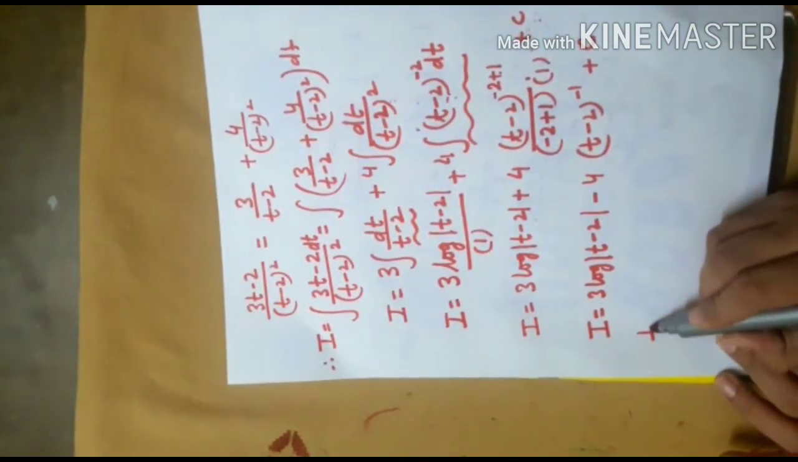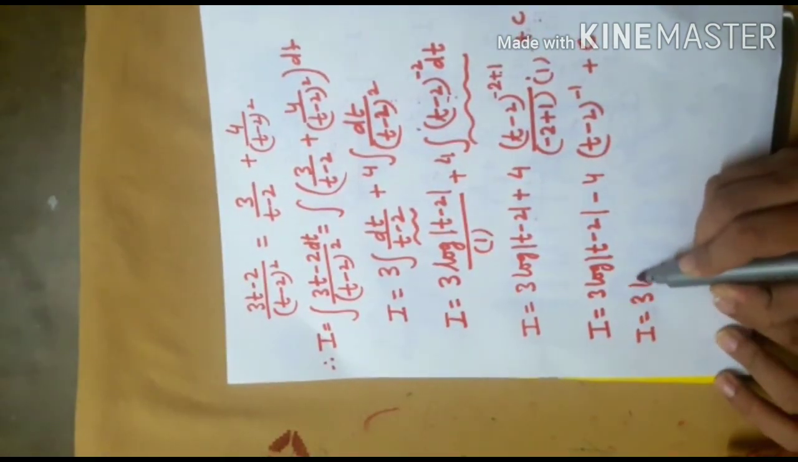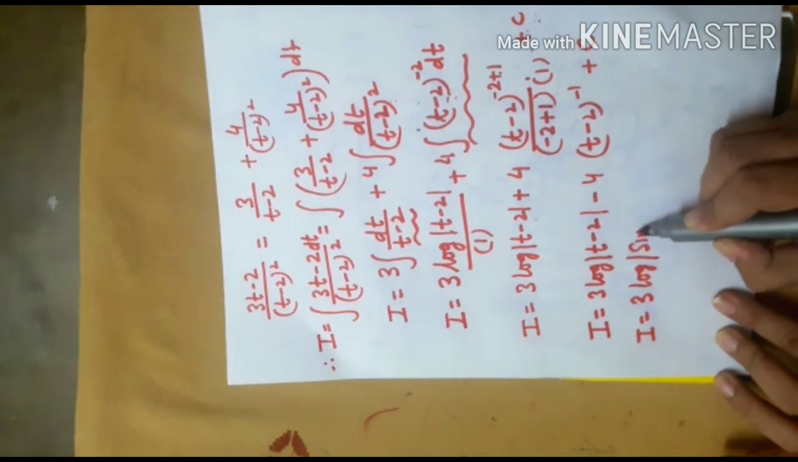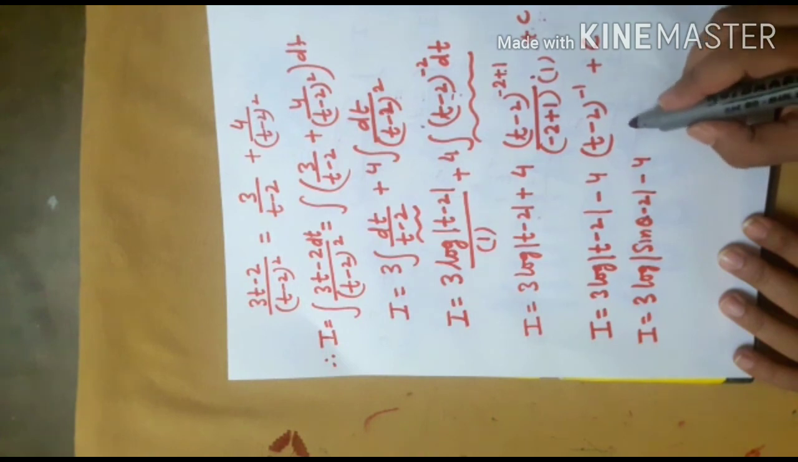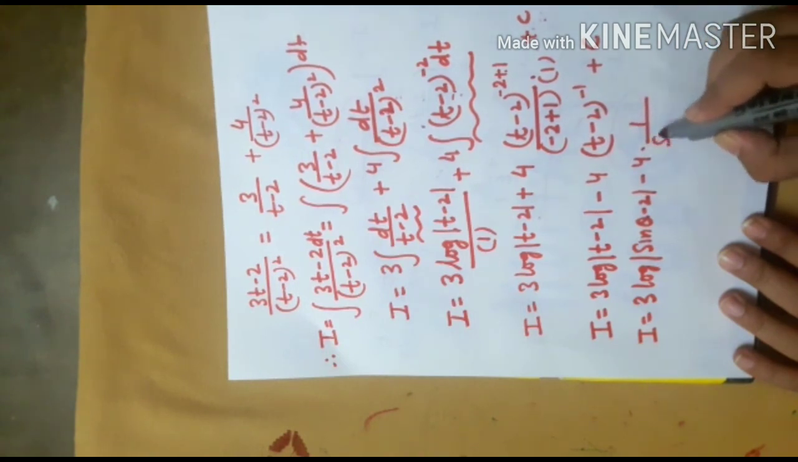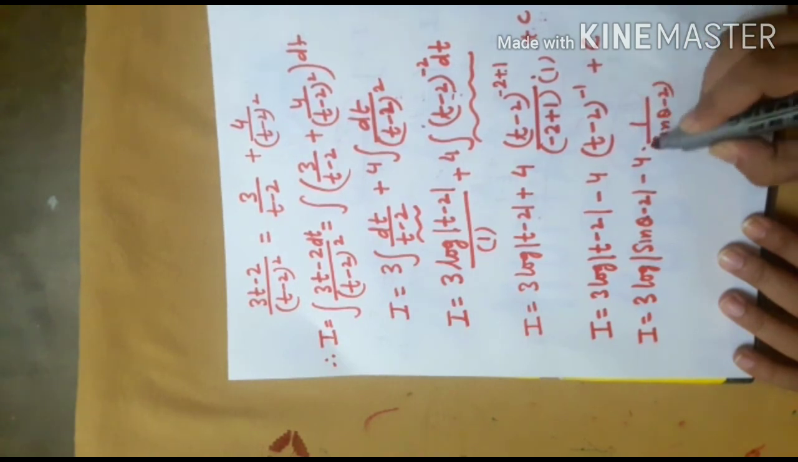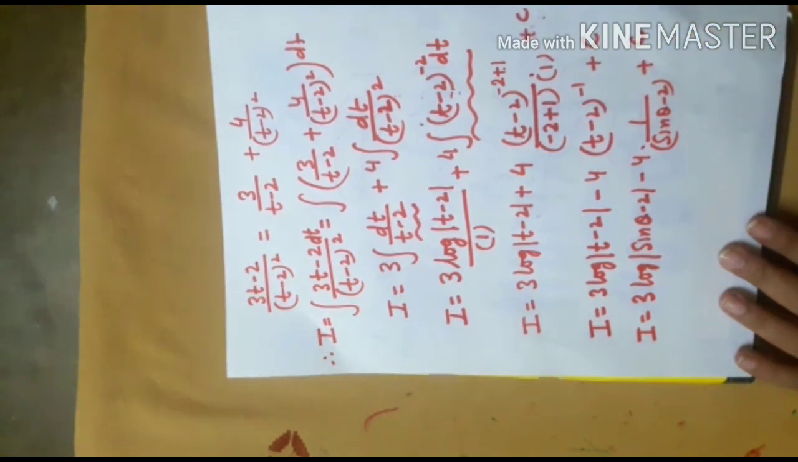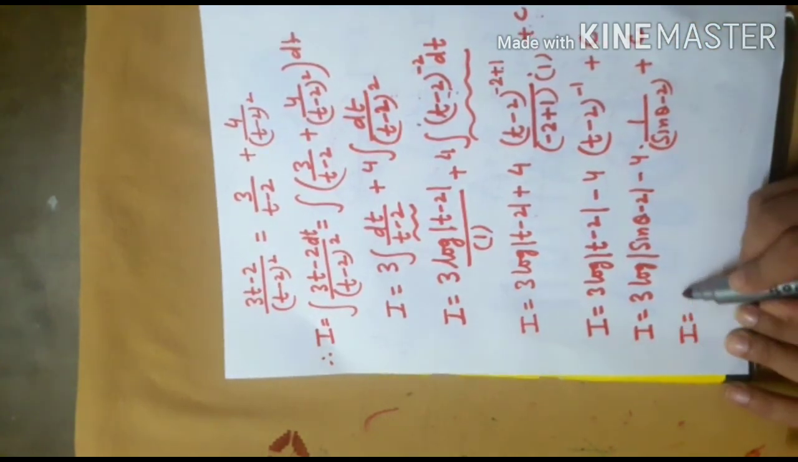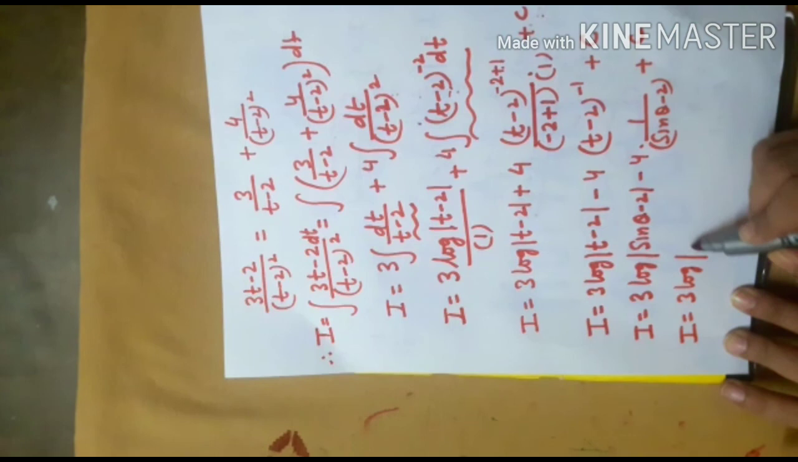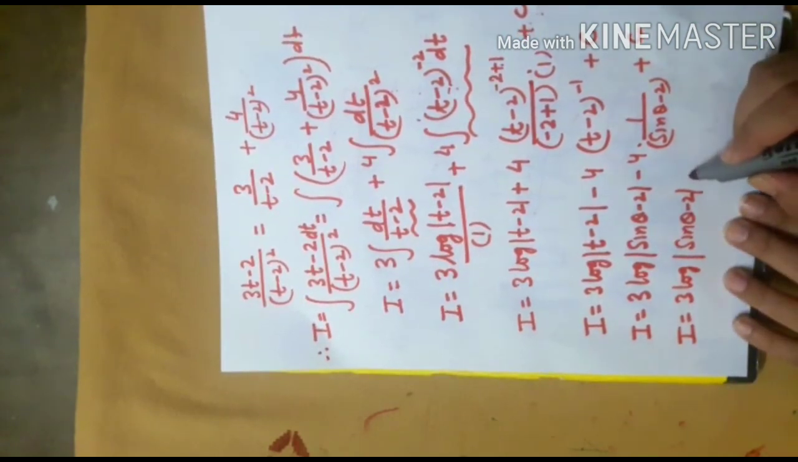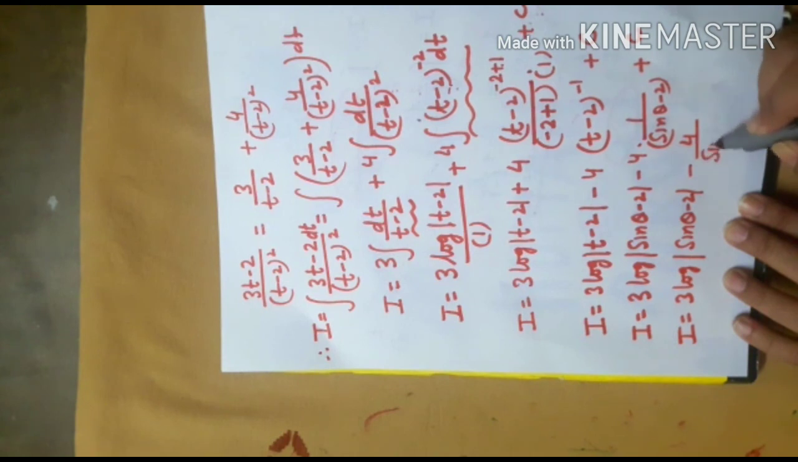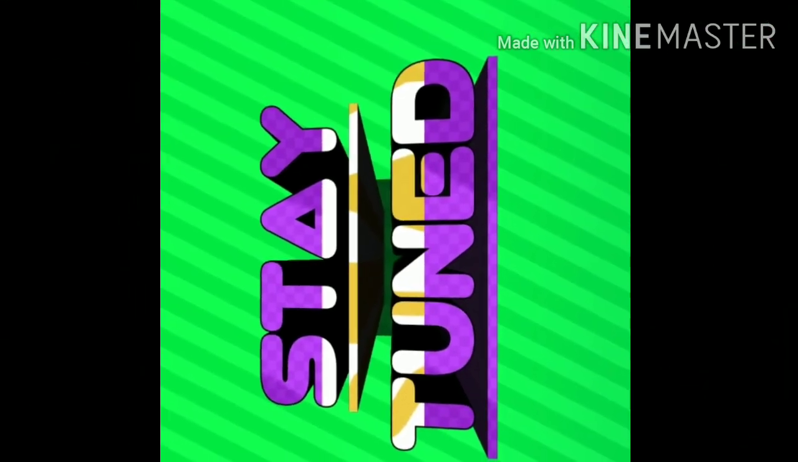Now replace t with its original value, and t was sine theta. Minus 4, and this can be written as 1 over sine theta minus 2 plus c. So I is 3 log mod sine theta minus 2 minus 4 over sine theta minus 2 plus c.